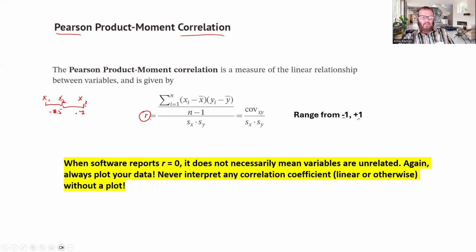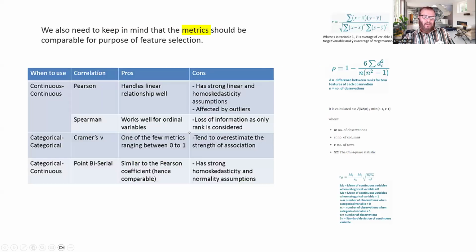So the best way, when you have something like that, is first, always plot your data. Never interpret any correlation coefficient, whether it is linear or non-linear, without a plot. Okay, plot your data first. Very important here.